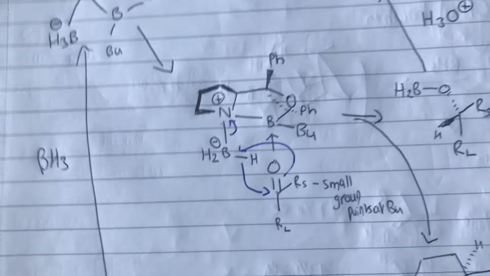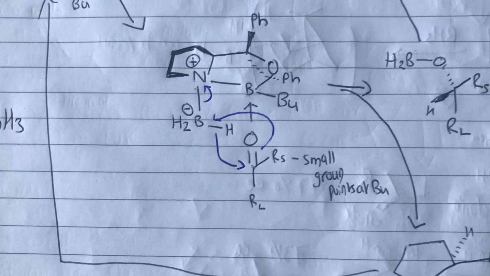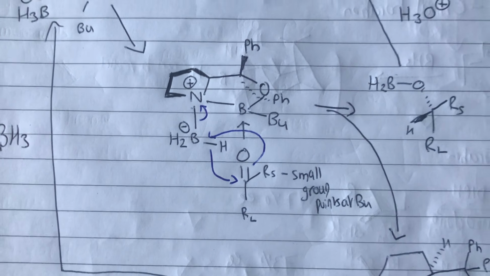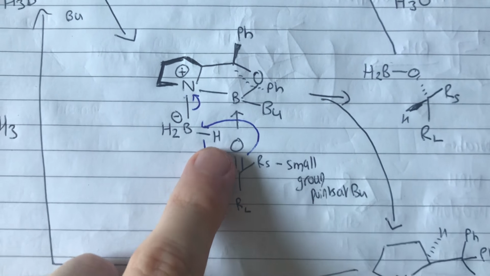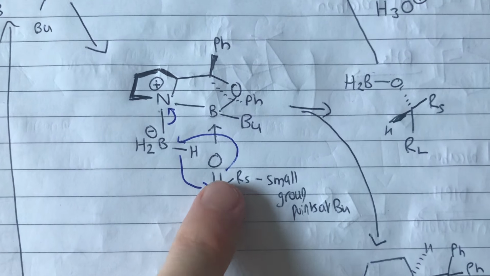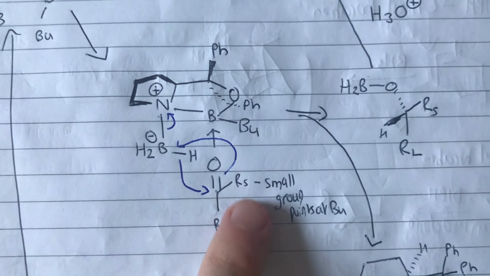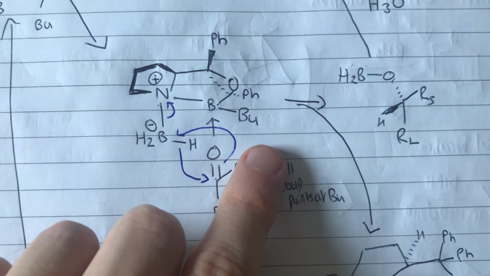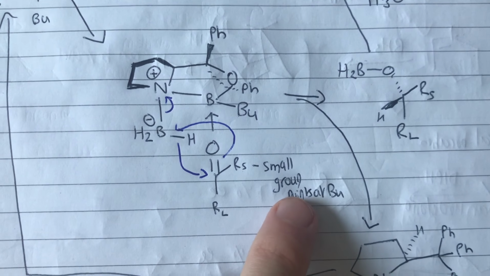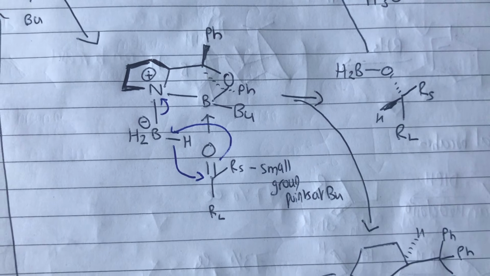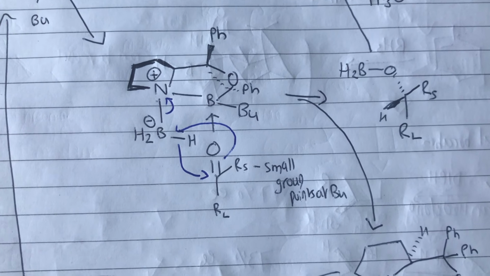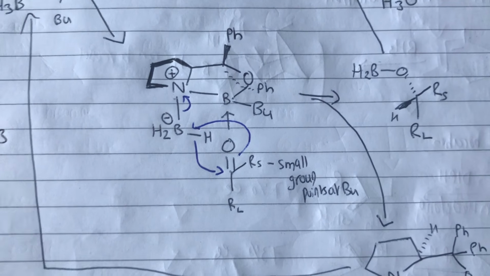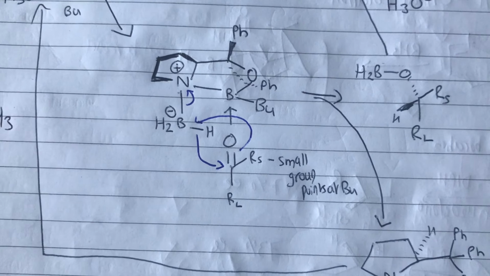So this is basically a transition state. This is the important part here. We've got H3B still. We've explicitly drawn out one of the H's. This is our ketone that we've got here. Like I said, the small group is going to be wanting to point towards the butyl. That allows us to do this attack, and that's because it's obviously small, so it doesn't get blocked off by the butyl, whereas the large group would.